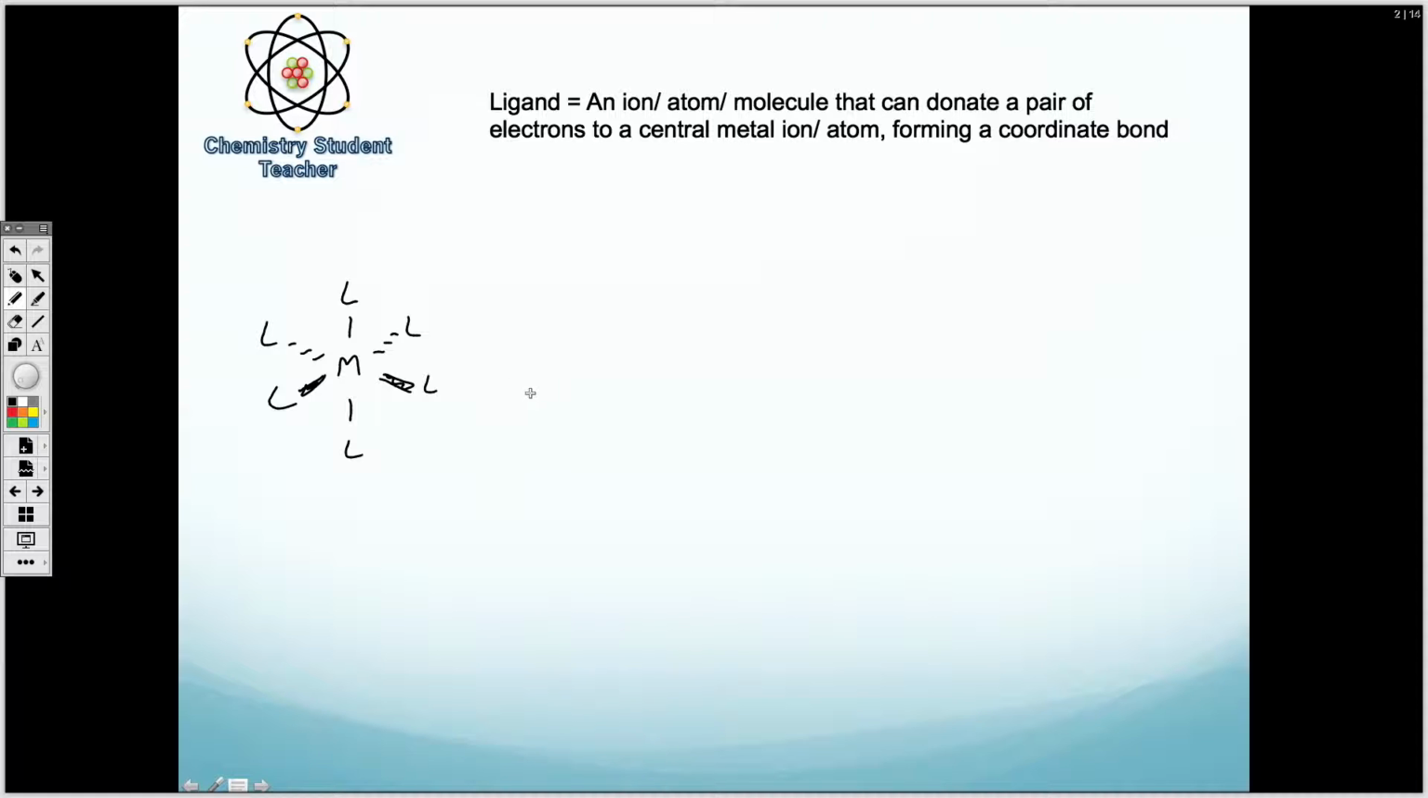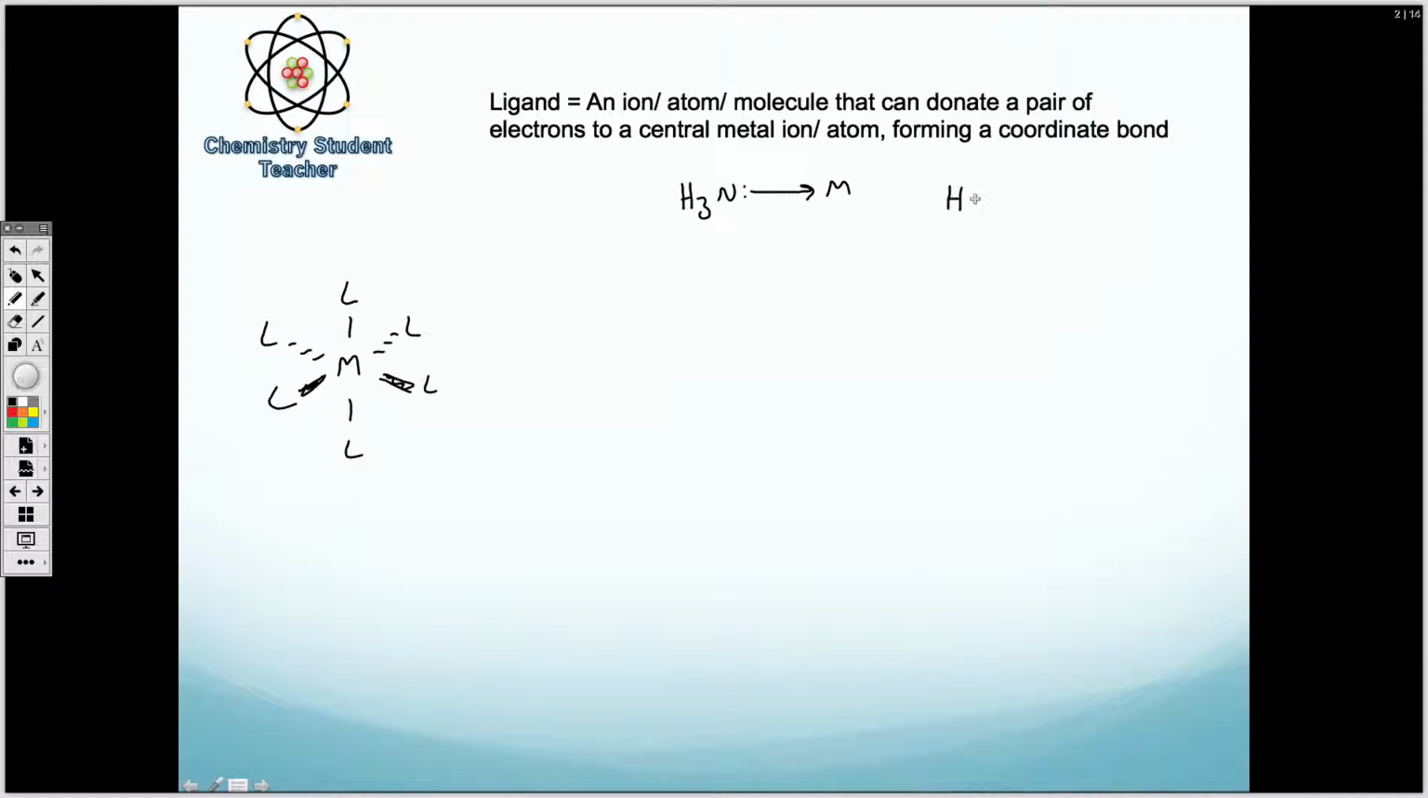What actually is a ligand? Well, it's an ion or an atom or a molecule that can donate a pair of electrons to a central metal ion or atom, forming a coordinate bond. You may be familiar with coordinate bonds from some of the earlier topics in chemistry such as AS, but just a quick reminder, if we take ammonia, NH3, it has a lone pair and we can donate it to something, I'm going to call it a metal. The whole lone pair from the nitrogen forms the bond. So each covalent bond like this has 2 electrons, both coming from the nitrogen.